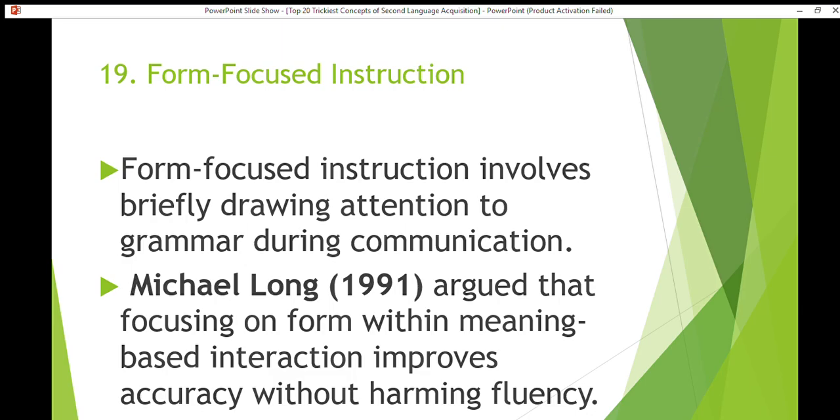Focus on form instruction. Focus on form instruction involves briefly drawing attention to grammar during communication. Michael Long in 1991 argued that focusing on form within meaning-based interaction improves accuracy without harming fluency. Grammar is taught while using language, not separately. Teachers correct tense during conversation practice.